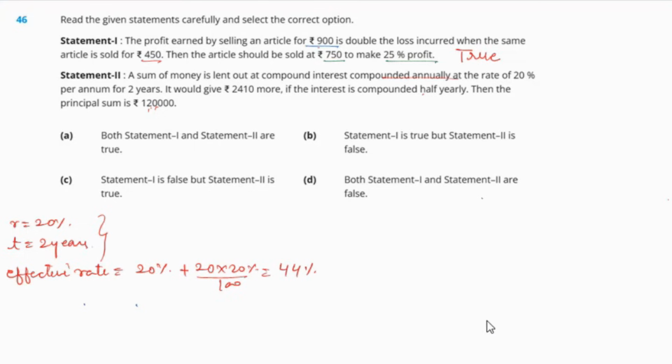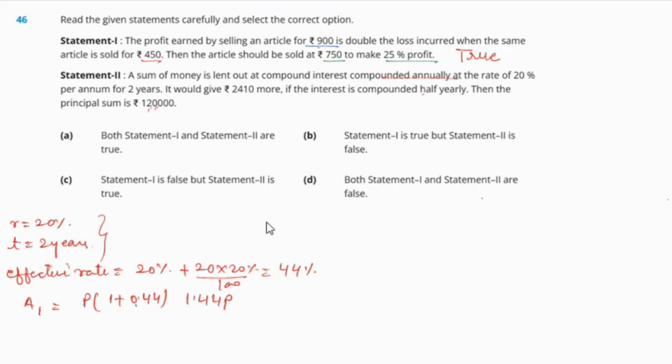So on the basis of that, the amount we are going to get is principal times 1 plus the rate, so 1 plus 0.44. So we will be getting 1.44 total.